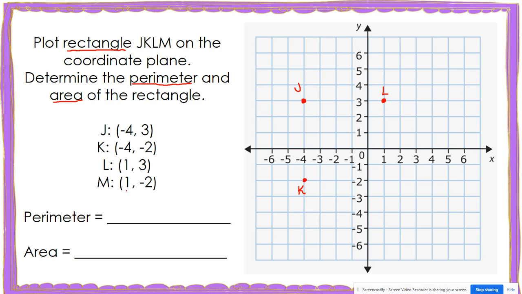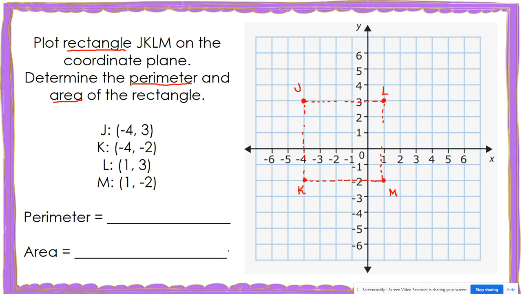Point M has an x value of 1 and a y value of -2, so to get to that, I'm going to move right 1 on my x-axis, then I'm going to move down 2 on my y-axis, and I'm going to place a point here. Now, you should notice that if I were to connect these points, I am creating a rectangle on my coordinate plane. I can use this rectangle and I can find the perimeter and the area of the rectangle.